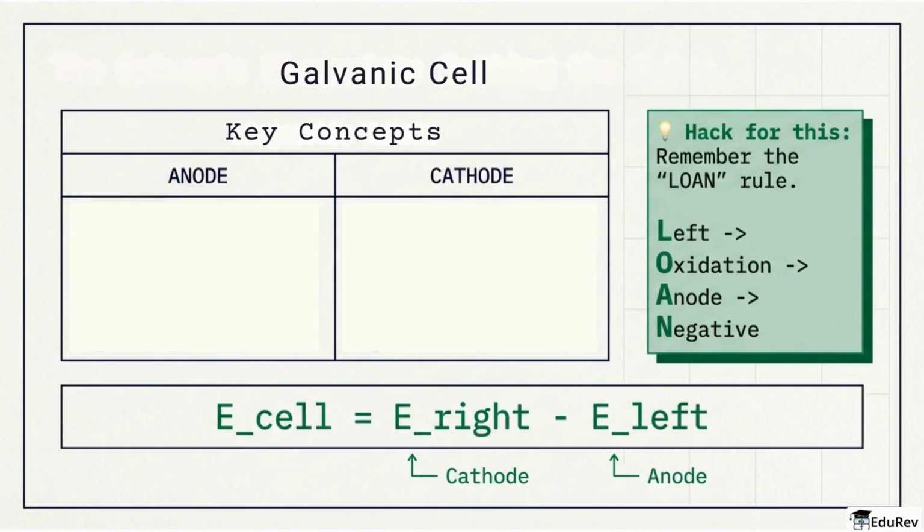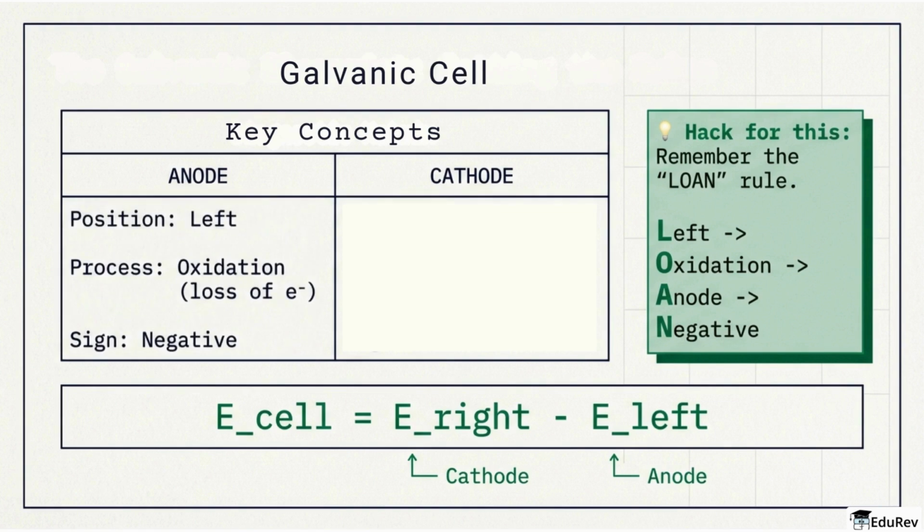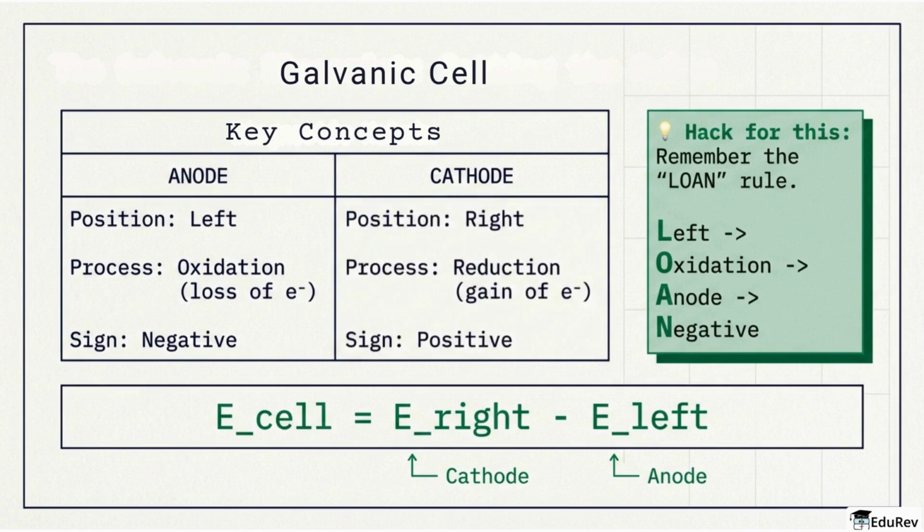Start with the galvanic cell itself. The left side is the anode, where oxidation happens, so electrons are lost there and the electrode is negative. The right side is the cathode, where reduction happens, so electrons are gained there and the electrode is positive. The easy memory rule is the LORN rule: Left equals oxidation equals anode equals negative. And the key formula is simple. E cell equals E right minus E left.